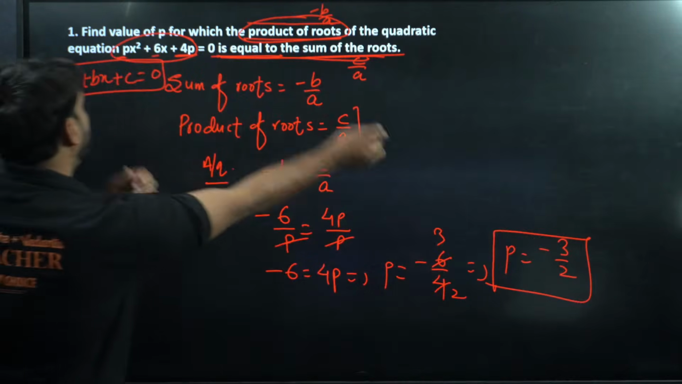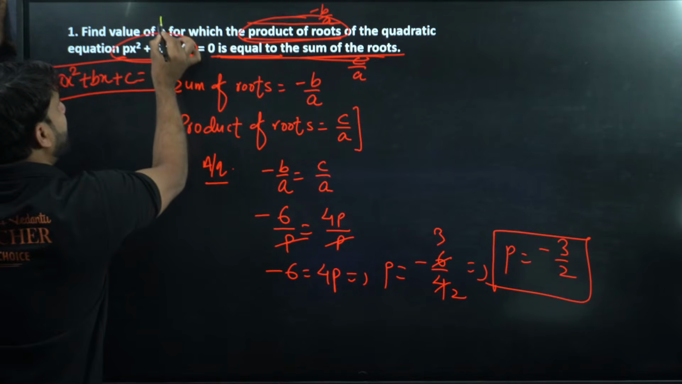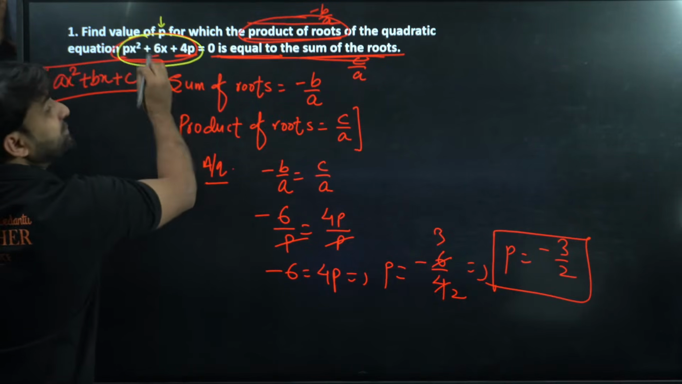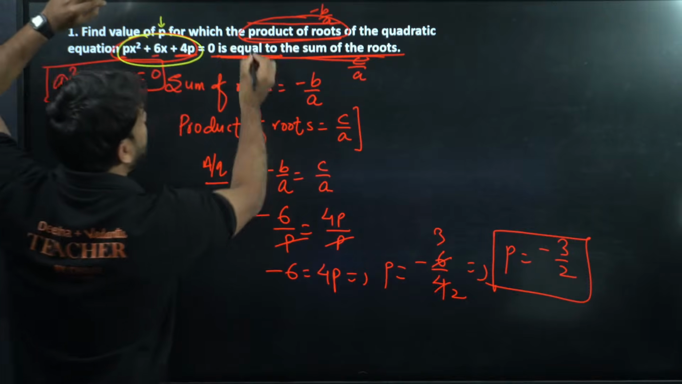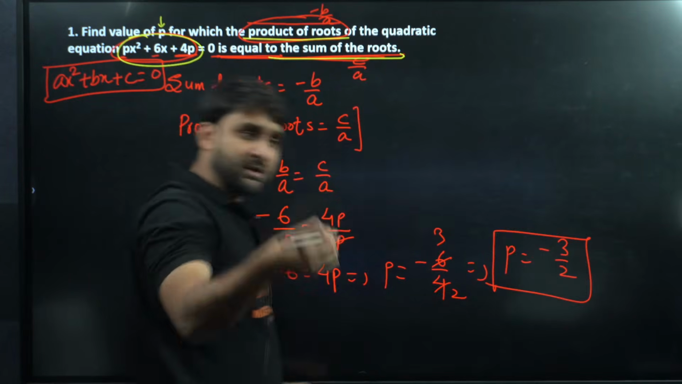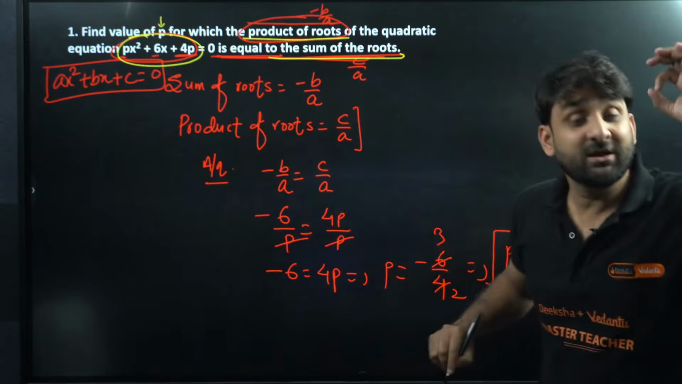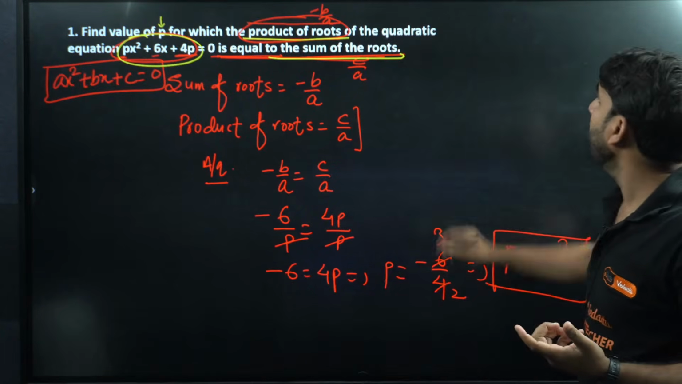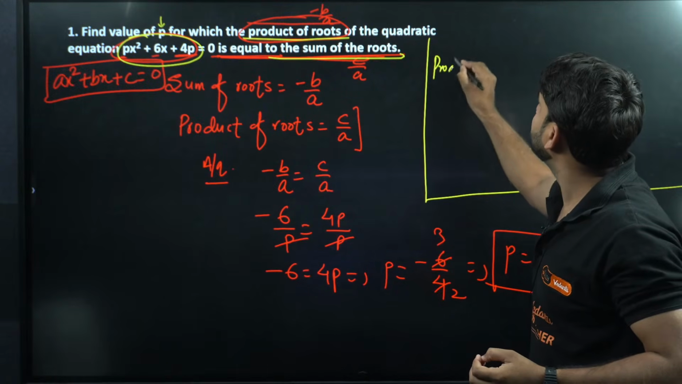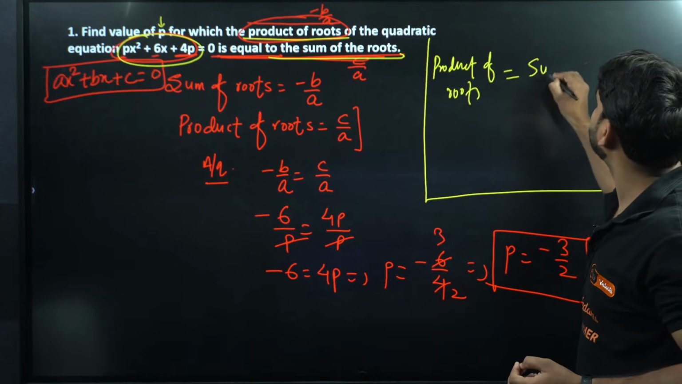Okay, let's look at the question. My dear, the question is, find the value of p. So we have to find out the value of p, and there is a quadratic equation given to you. And for this quadratic equation, the condition is that the product of its roots is equal to the sum of its roots. The product of roots of this quadratic equation is equal to the sum of its roots.